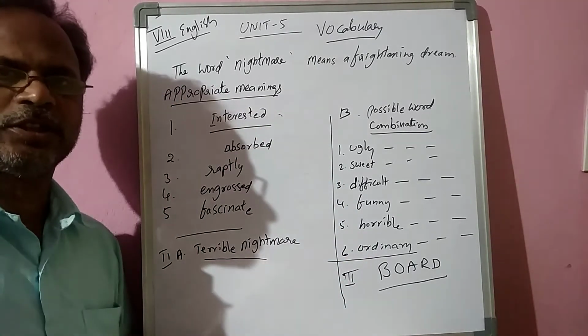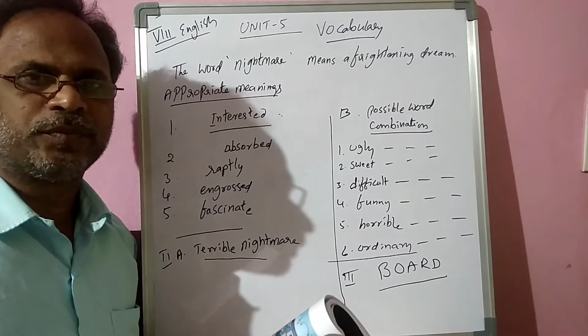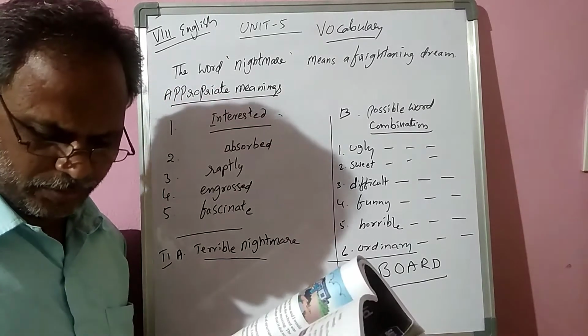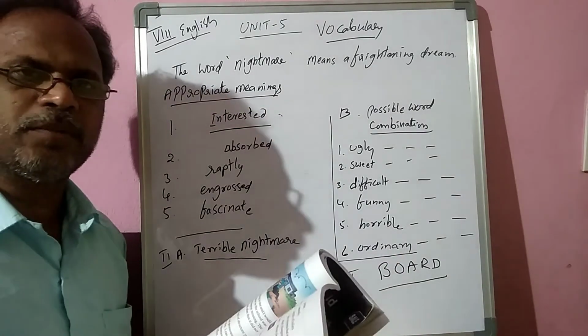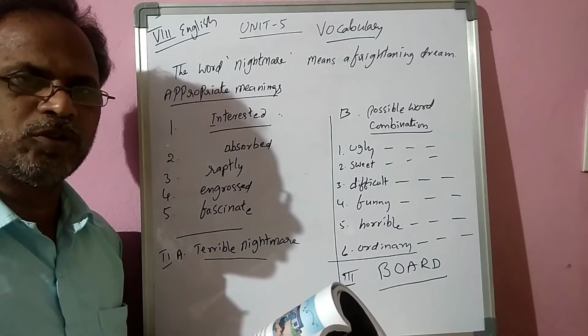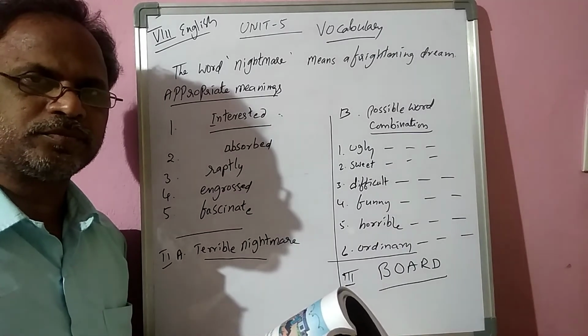Today I am going to teach 8th class English, from Unit 5 vocabulary part. Get ready with the textbook, children. Open the textbook at page number 77. Page number 77. Are you ready with the textbook? And take a notebook also to write down. I think you are ready then.